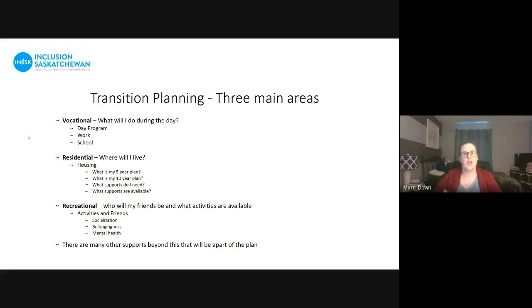This is kind of where you dive into it a bit more. Residential is where you're going to live. And I know this is an area that I get so much, it's scary for people. It's scary for the student and it's scary for the parents. It's interesting because everybody's a little bit different, and sometimes the parents are scared and the student is ready to go. I'm moving out. This is how I'm doing it.